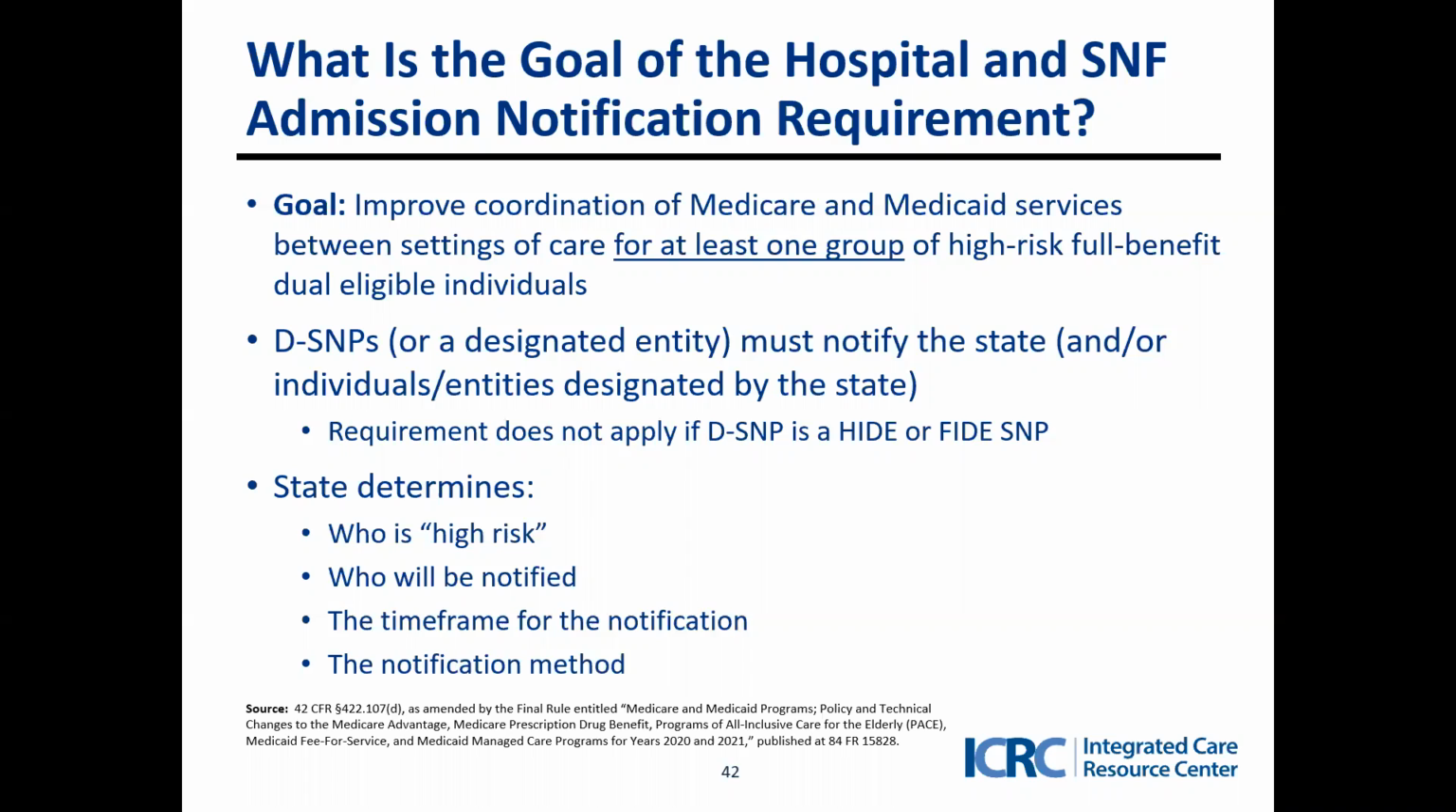States who use existing systems and/or health information exchanges, HIEs, the states determine the population who is at risk, who is high risk, who will be notified, the time frame for the notification, as well as the notification method. The goal of this new rule is to ensure the timely initiation of care management activities around care transitions and in turn help lower readmission rates and more effectively support D-SNP enrollees.